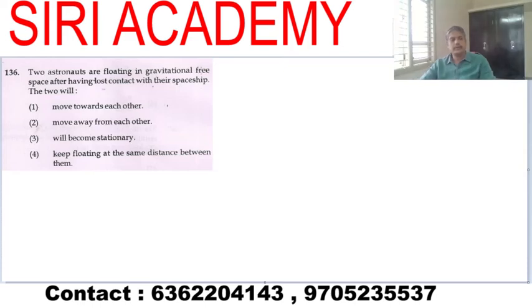Morning students, today we are going to discuss the 2017 NEET question paper physics, and the code of this question paper which I am going to discuss is B, and from question number 136 onwards the physics starts. So the two astronauts are floating in gravitational free space after having lost contact with a spaceship. The options given are: move towards each other, move away from each other, will become stationary, keep floating at the same distance between them.